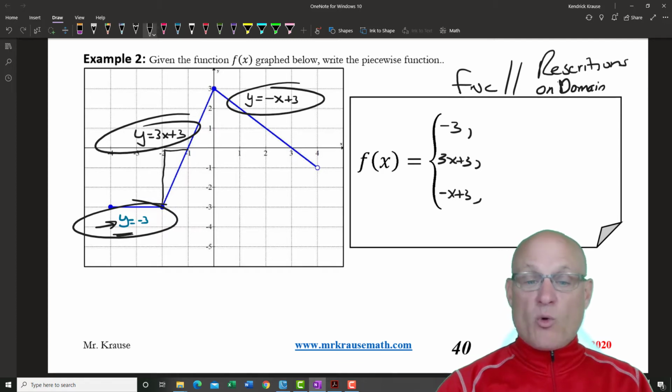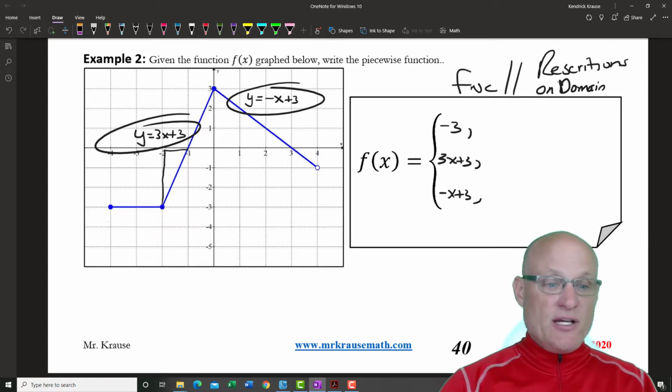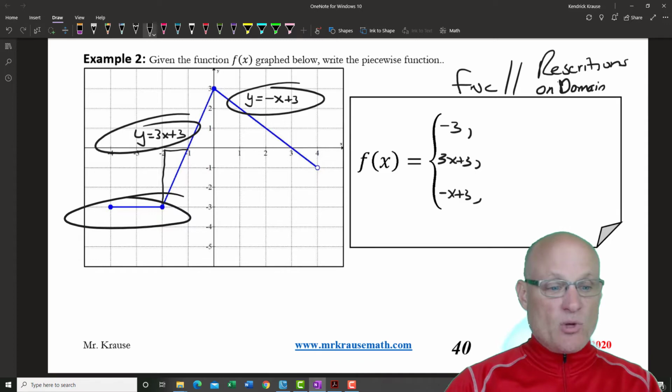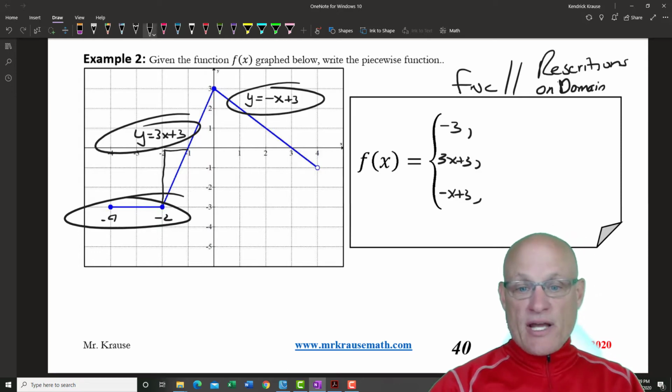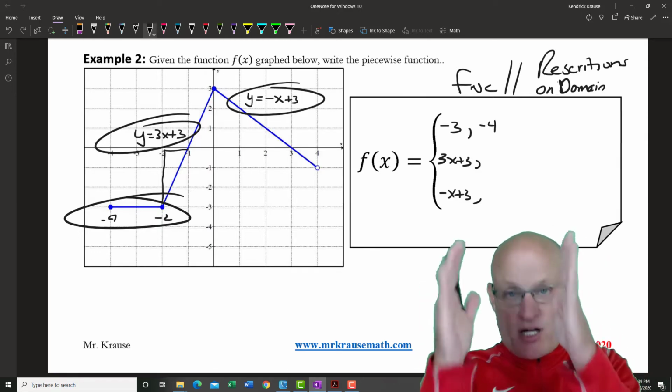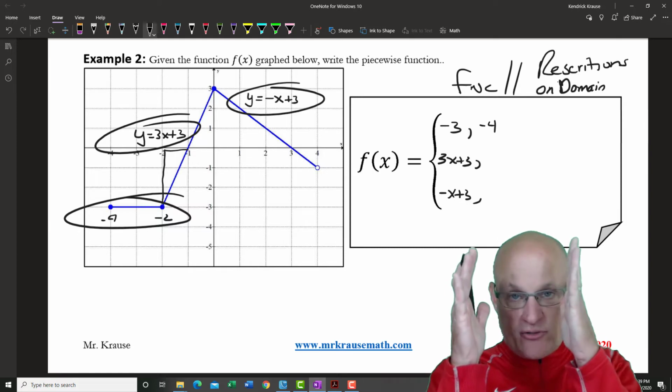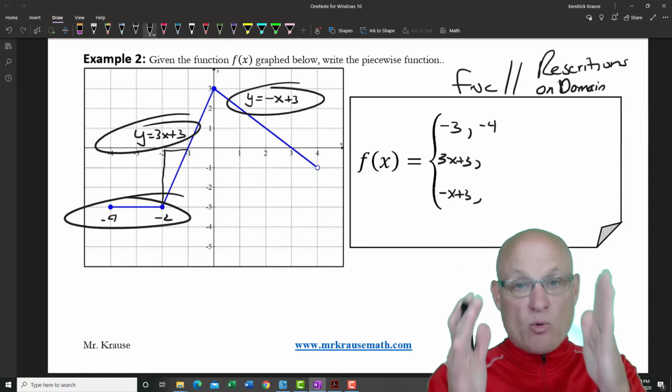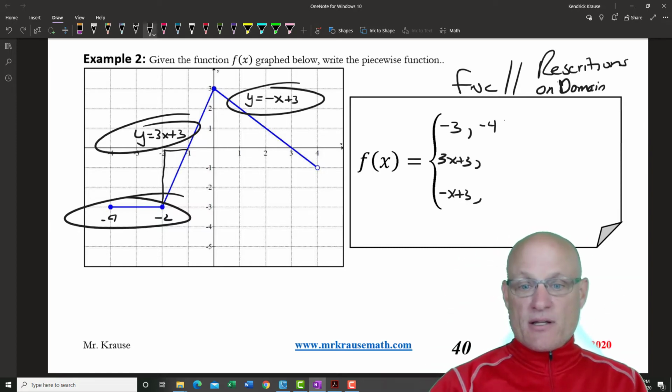In other words, where do you see this piece? Well, I only see this piece from -4 to -2. So -4, anytime it's a chunky piece like that, it's always going to be x in the middle, and you always write less thans. -4 less than x, less than -2.